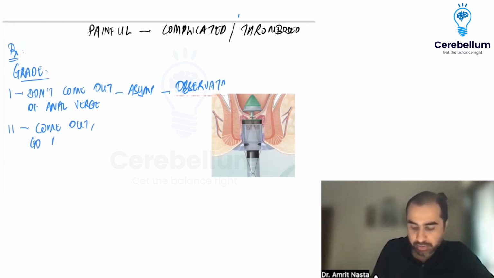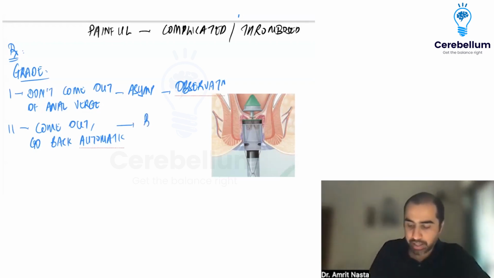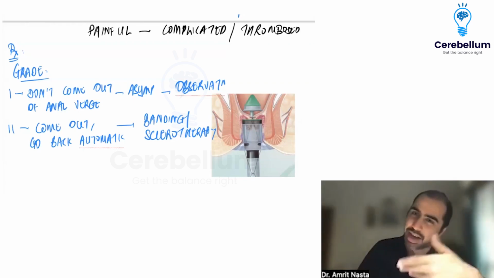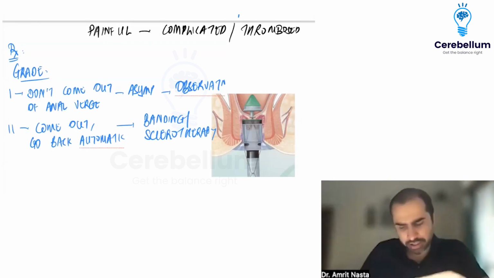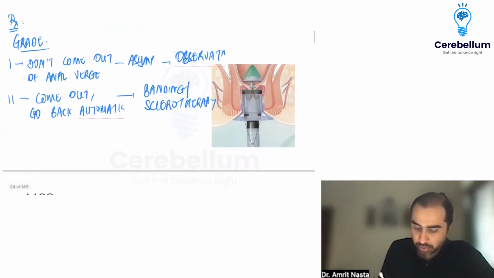If it is grade 2 hemorrhoids, grade 2 means they come out of the anal verge but go back by themselves automatically. You don't have to do anything, they go back by themselves. In these patients, you will do some procedures like banding or sclerotherapy. Did we do banding or sclerotherapy anywhere else in our life? In some other disorder where veins were involved? Yeah, varices. Hemorrhoids are like varices only. There it was in the esophagus, here it is in the anal canal. Okay, but there it was because of portal hypertension, here it is because of constipation. So for grade 1, grade 2, this is all you need to do.